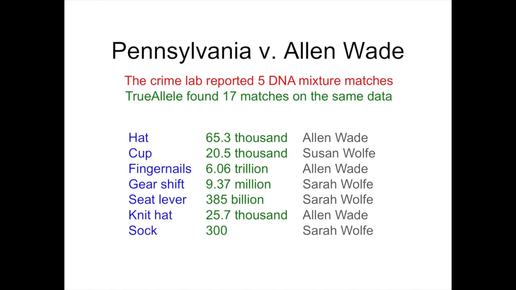And ultimately, the crime lab did report 5 DNA mixture matches. When they retested the fingernails after the contamination, they also got a strong match. The true allele computer found 17 matches on the same data, and these are basically new matches, showing the item in blue, the match statistic in green, ranging from hundreds to trillions, and then the people who were identified as the victim or defendant.